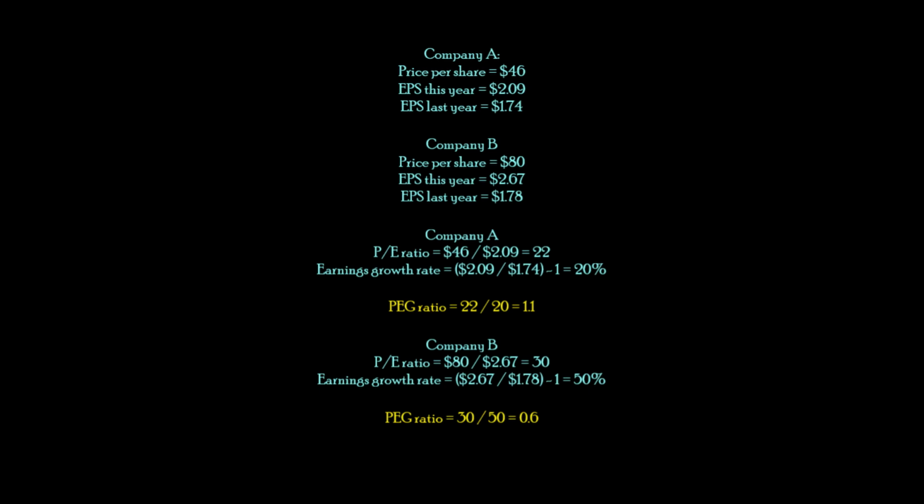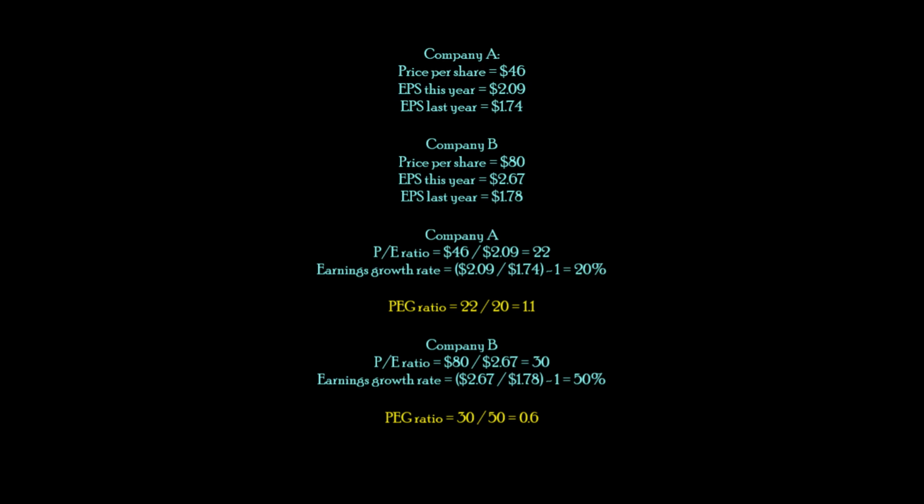For Company A, the PE ratio is the price per share divided by the EPS. So that would just be 46 divided by 2.09, which is 22. Earnings growth rate equals 20%. So basically the PEG ratio would be the PE ratio divided by the earnings growth rate, which equals 1.1. Now Company B, PE ratio equals 30, with an earnings growth rate of 50%. So that makes the PEG ratio equal to 0.6.